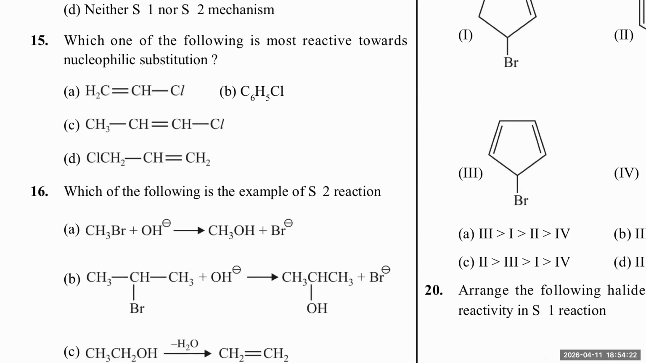Next. Which one is most reactive towards nucleophilic substitution? So listen. The lone pair present on oxygen is always in conjugation here. Here also it is in conjugation. And in phenyl also it is in conjugation like this. Since it is in conjugation, it is very difficult to break this carbon chloride bond. So they do not undergo any nucleophilic substitution. Only D will, because it is allyl. Allyl will make best SN1 as well as good SN2.